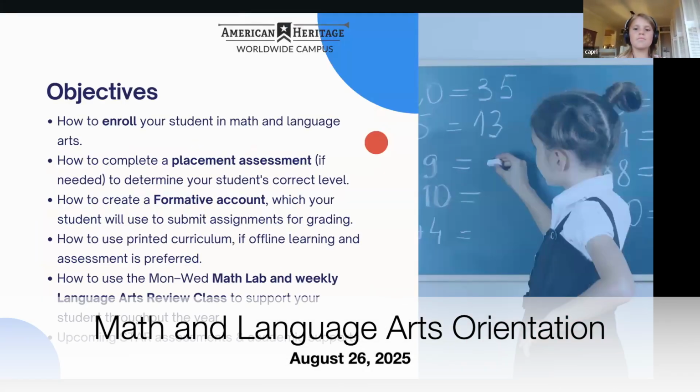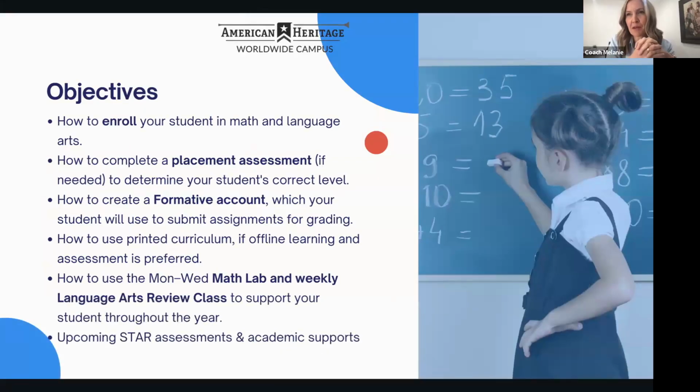So we talk about math and language arts. We call them our academic core curriculum. This is because math and language arts are the two programs that we offer that are aligned with state standards. And so when your children are enrolled in math and language arts, you can know that they are going to be covering all the materials and things that they need to know for that grade level.